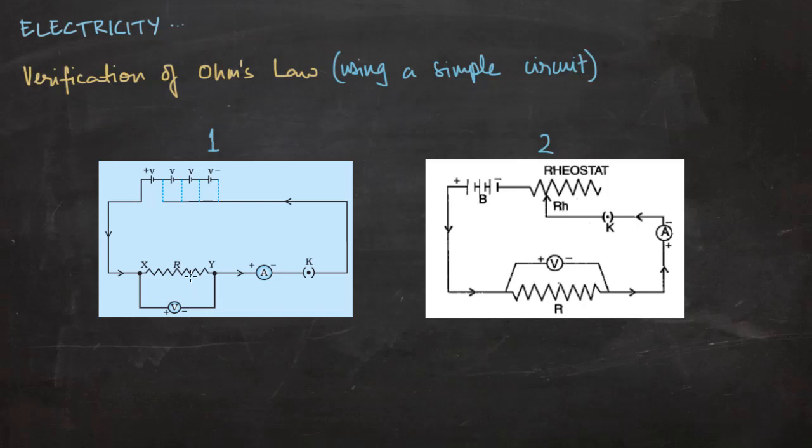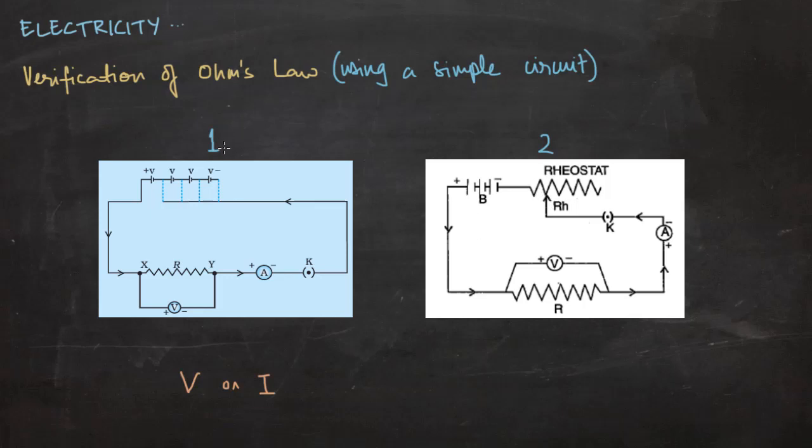In order to verify Ohm's law, we need to be able to either vary the potential difference V across the circuit or the current I in the circuit. If I want to vary the potential difference across the circuit, I would need to be able to change the number of cells in my circuit. Whereas, if I want to vary the current in the circuit, I would need some kind of a variable resistance that can alter the magnitude of current flowing in the circuit.